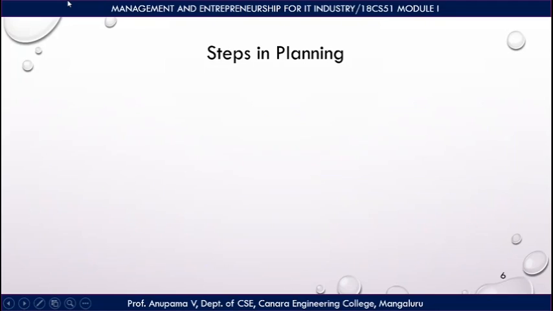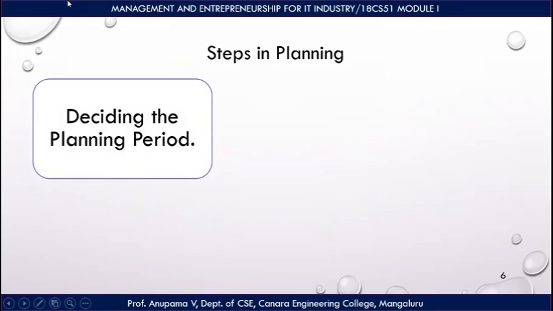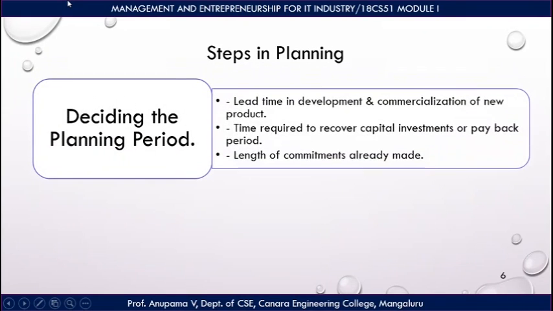Next step in planning is deciding the planning period. Once upper level managers have selected the basic long term goal and planning premises, the next task is to decide the period of the plan. Businesses vary considerably in their planning period. In some instances, plans are made for a year only, while in others they span decades.